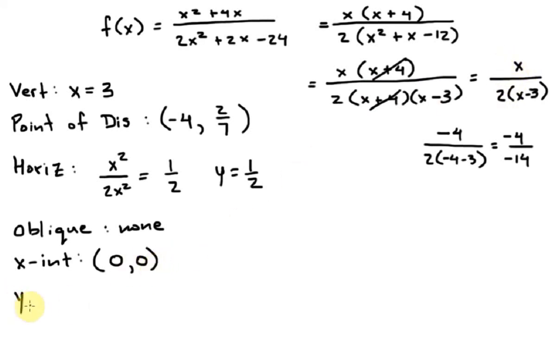And y-intercepts. Now, y-intercepts are when you plug in an x value of 0 and you figure out what the corresponding y value is. Well, we already did that. When you put a 0 in for x, coincidentally it's the same as the x-intercept. So both the x- and y-intercepts are at the same point. So we've done all of the characteristics of this graph.